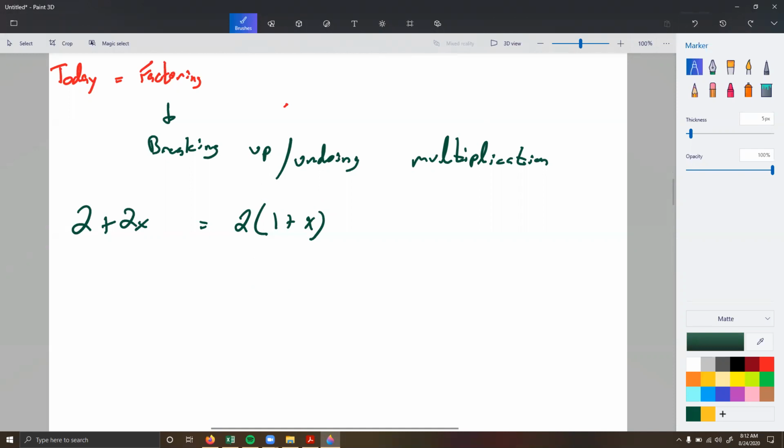Okay, make it a bit trickier. This happens with variables as well. If I have something like, I don't know, 15x cubed plus 21x squared. Okay, now this one's a bit trickier, and the reason for that is there are numbers and variables that are in common to both of them, but not everything. So if I look at this 15x cubed, I'm noting that there's a 3, there's a 5, and there's 3 x's in here.